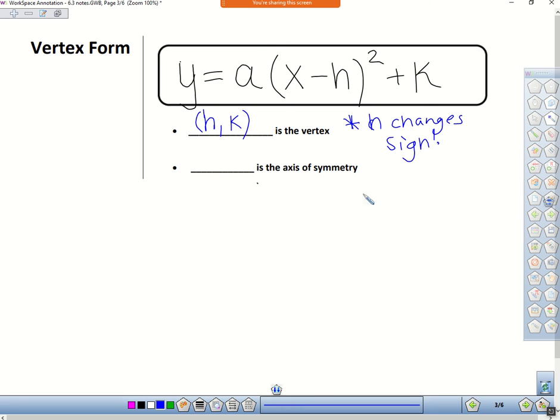Now let's do the axis of symmetry. We've been learning in this class that the axis of symmetry is always x equals whatever the x coordinate of your vertex is. So it's going to be x equals h, and that will always be your axis of symmetry. So remember, important things here. This is vertex form. You can identify the vertex just by pulling it out of the format, but the h always changes sign. The k does not. The axis of symmetry is x equals whatever your h value is. Everybody good so far? Okay.